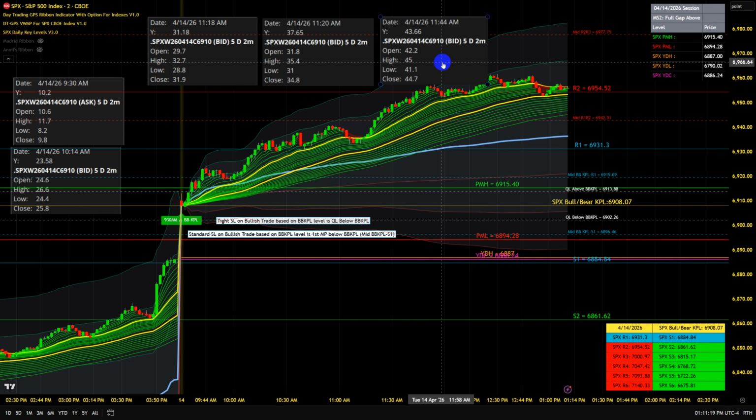Now, this indicator also works on the XSP symbol as well, which is the SPX mini index. So if you're more inclined to trade the XSP, you can also trade that with the SPX Daily Key Levels indicator. The ribbon is going to work the same way for that index as well, having the filter to either be on or off. And the DT GPS Vwap also works on the XSP symbol as well.